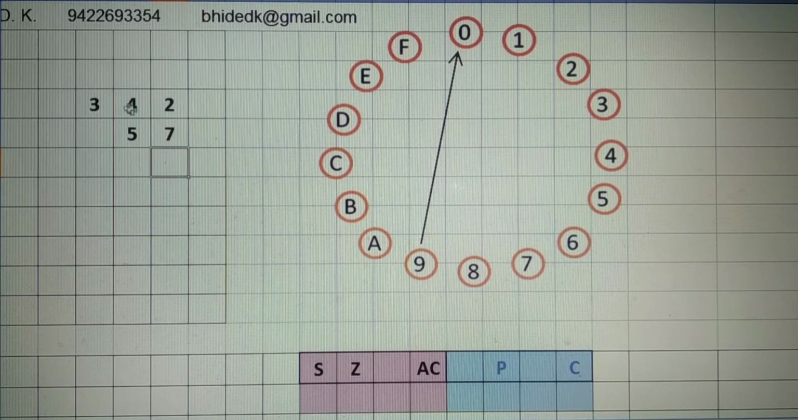Here you are having 342 rupees with you, and you have to return 57 rupees. How much amount will remain with you? That part we are going to calculate. You are having 342 rupees with you.